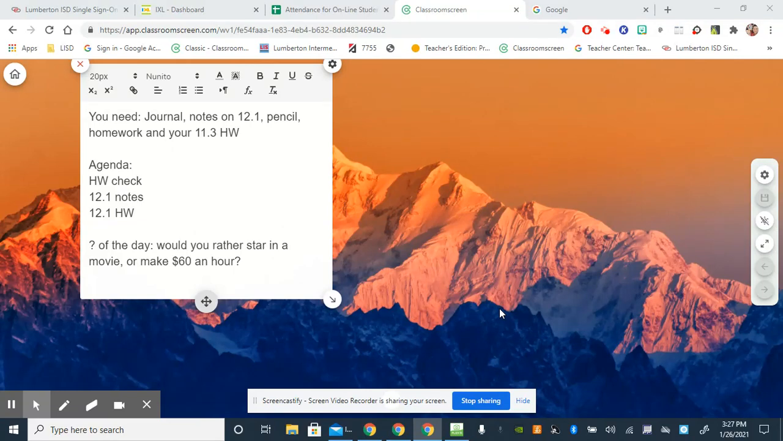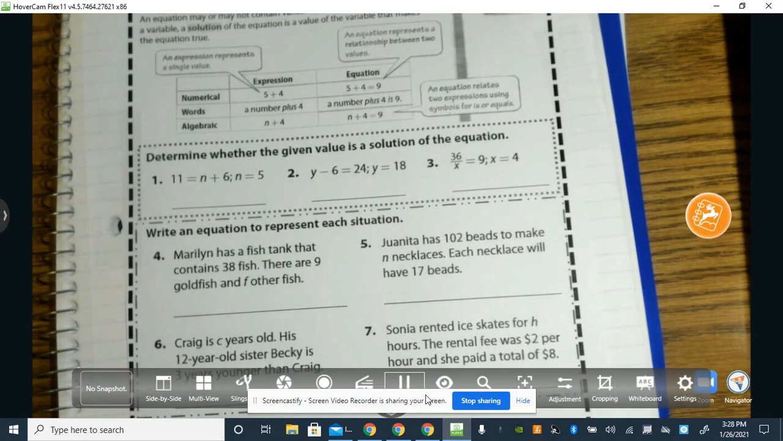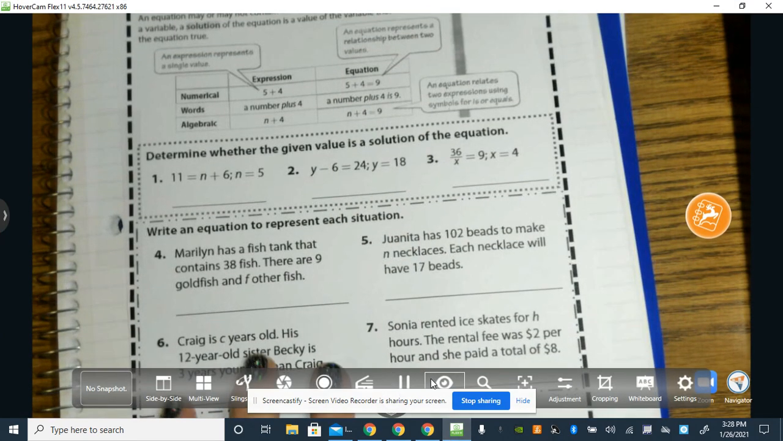So today's Tuesday, the 26th of January, and here's a rundown of our day. You'll need your journal, notes on 12.1, pencil, your highlighter, your homework, and your 11, well actually that was supposed to be 12.1 homework. I don't know why I didn't put that down. All right, so for those of you who are just tuning in for the notes, here we go.